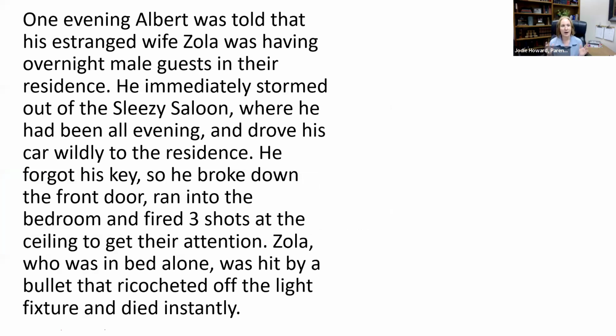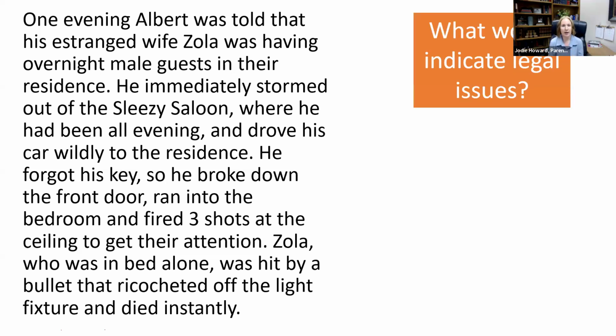So here we got this story about Albert. One evening, Albert was told that his estranged wife Zola was having overnight male guests in their residence. He immediately stormed out of the sleazy saloon where he'd been all evening and drove his car wildly to the residence. He forgot his key, so he broke down the front door, ran into the bedroom, and fired 3 shots at the ceiling to get their attention. Zola, who was in the bed alone, was hit by a bullet that ricocheted off the light fixture and died instantly. What words in this fact pattern indicate potential legal issues?